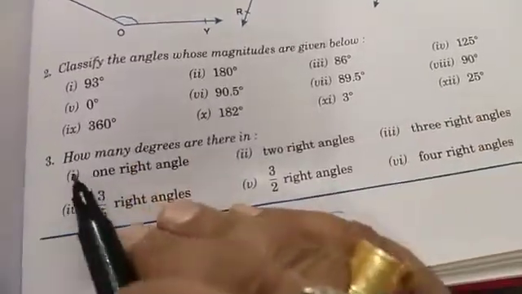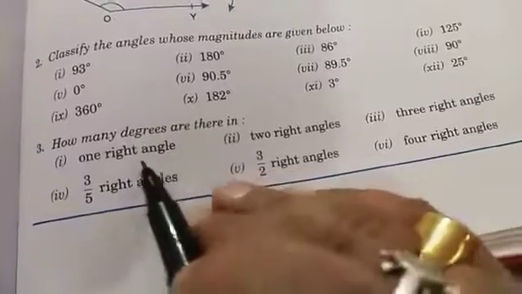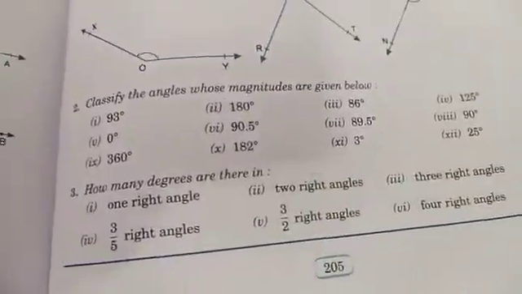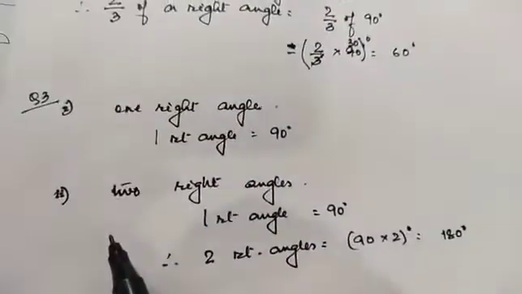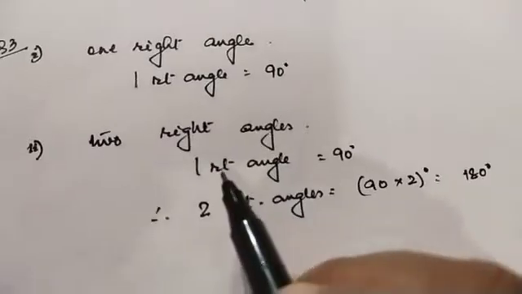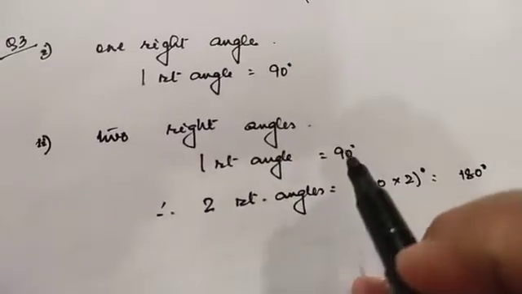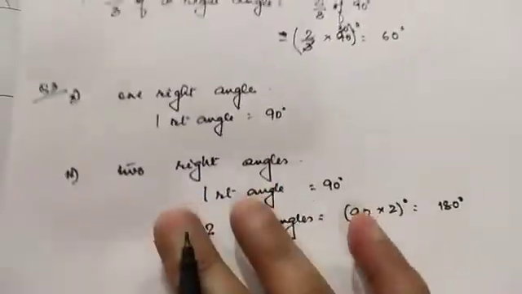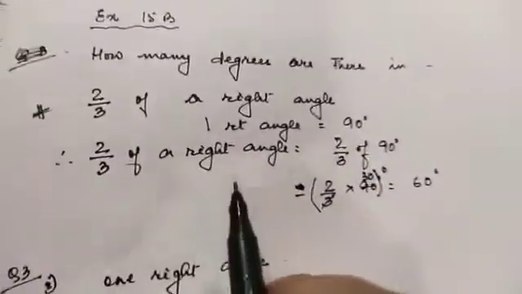Now come to question number 3. How many degrees are there in one right angle? One right angle is equal to 90 degree. Two right angles: one right angle is 90 degrees, so two right angles is 90 into 2, which is 180 degree.